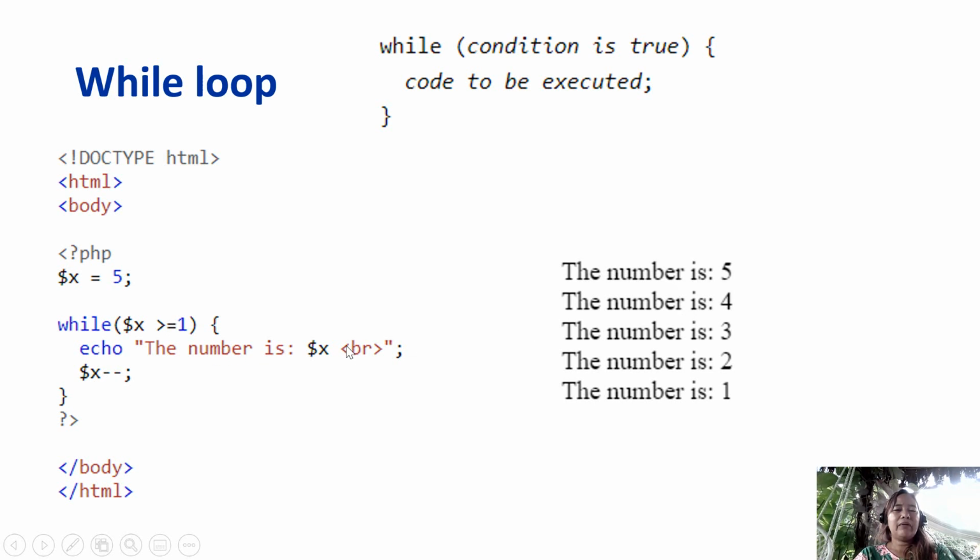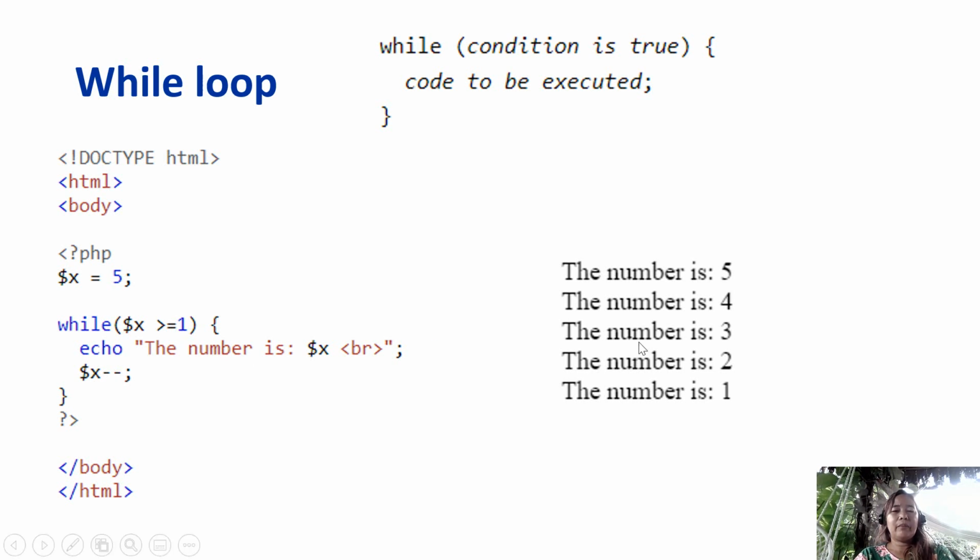4. Now remember that for each of these statements, it will move on to the next line and not stay in one line because of the BR tag here. Alright, so again, you have the output the number is 4, and then you subtract 1, it becomes 3. So it will check again, is 3 greater than or equal to 1, so it's true.